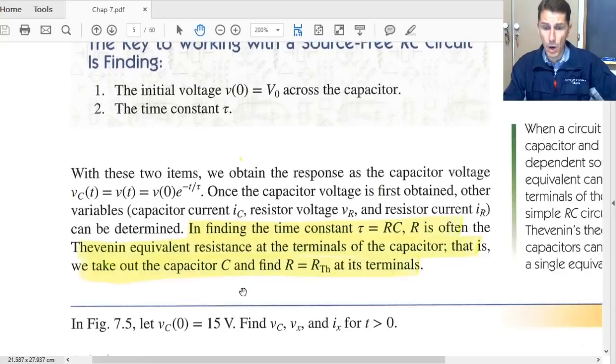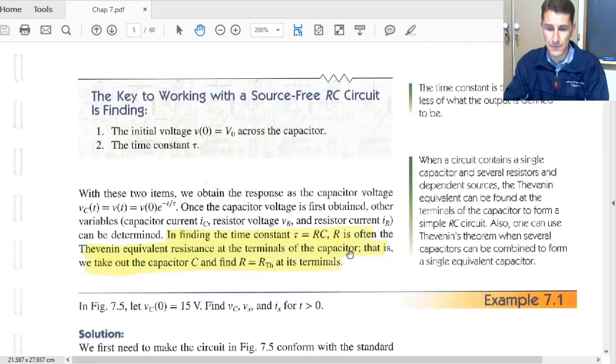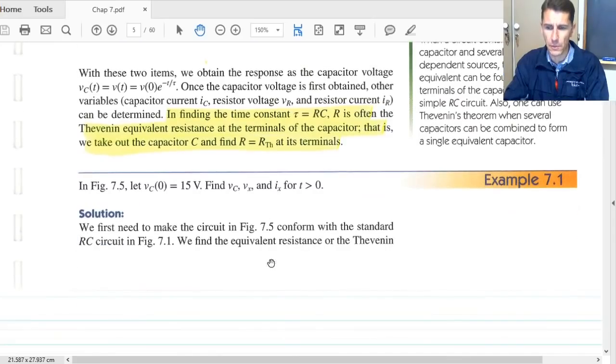So let's continue. This is actually very important here at the bottom. In finding the time constant tau equals RC, R is often the Thevenin equivalent resistance. Thevenin. You thought you would never hear that word again, hey? The Thevenin equivalent resistance at the terminals of the capacitor. In other words, what resistance does the capacitor see? So we're going to do that in the example.